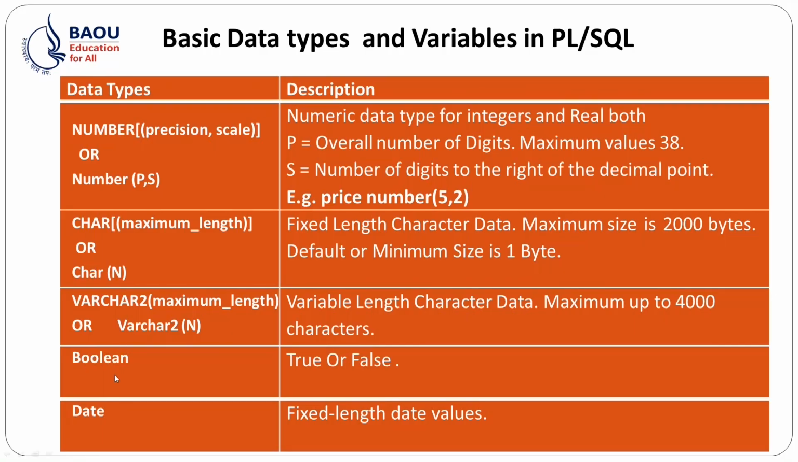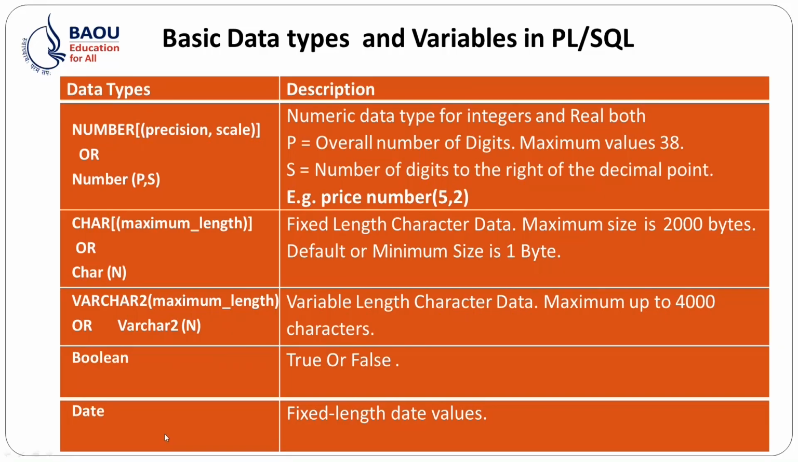Boolean data type. The boolean data type is used to store the values true and false, and null. Null means missing, unknown or inapplicable values, but we cannot use it here in a boolean. The true and false values are stored in a boolean type variable.